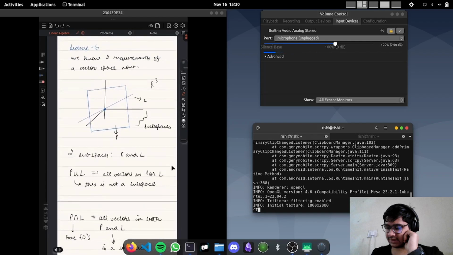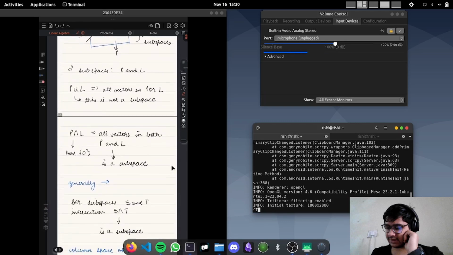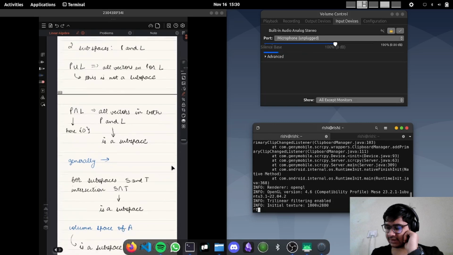So we have lecture 6. We know the two requirements of a vector space now. All vectors in P or L: this is not a subspace. All vectors in both P and L: this is a subspace.